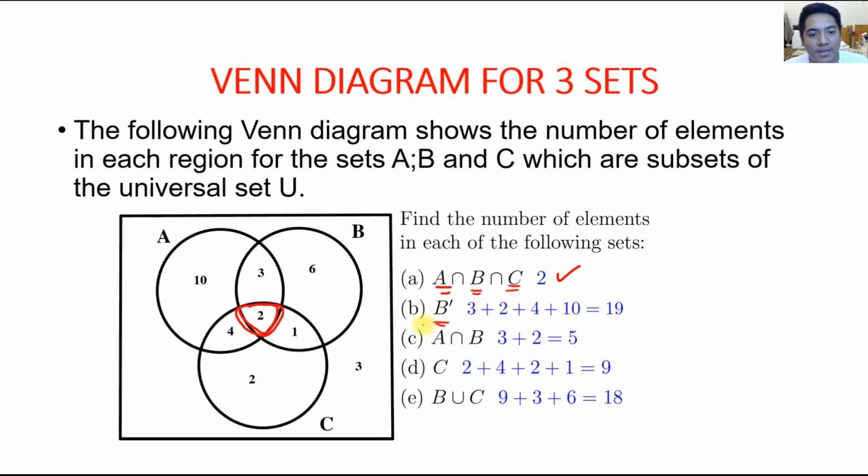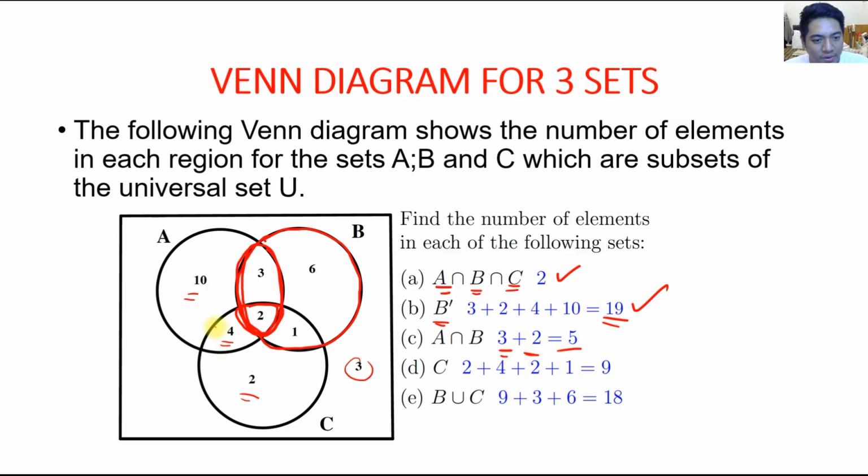The B complement is all of the elements except those in B. So we now have 3 for the universal set. We have 2 plus 4 plus 10, so that is 19. How about for A intersection B? Very simple. A intersection B is this region. That is simply 3 plus 2, which is 5.